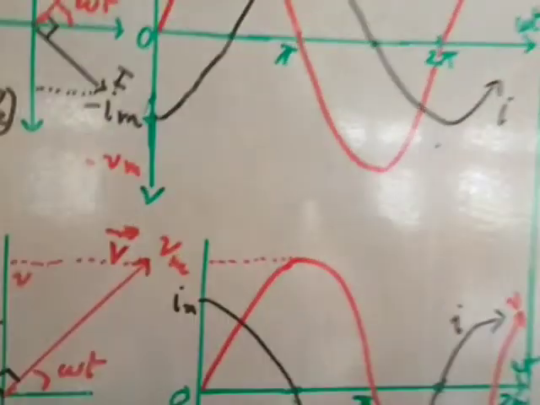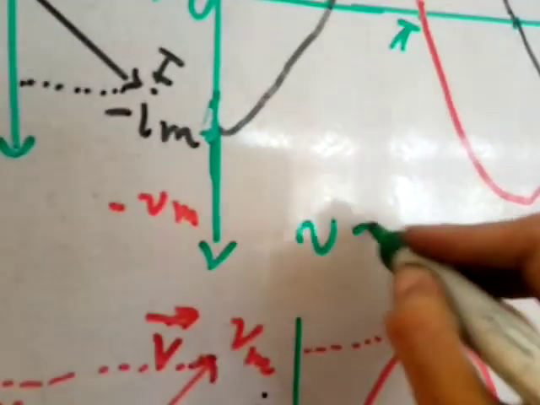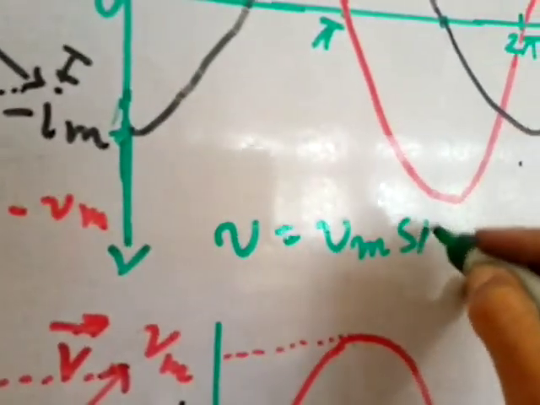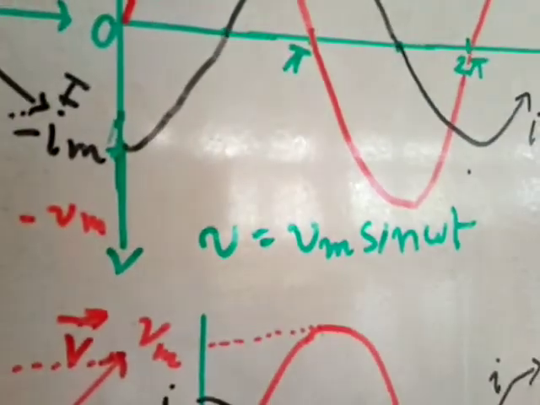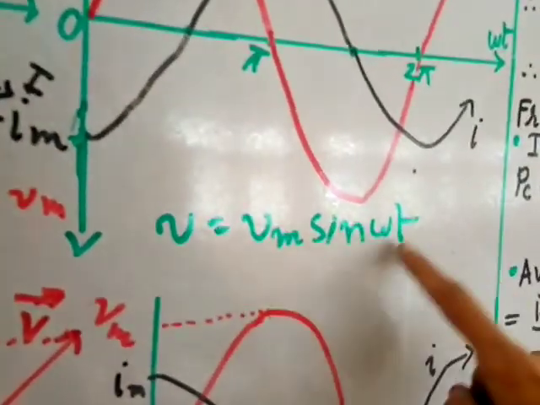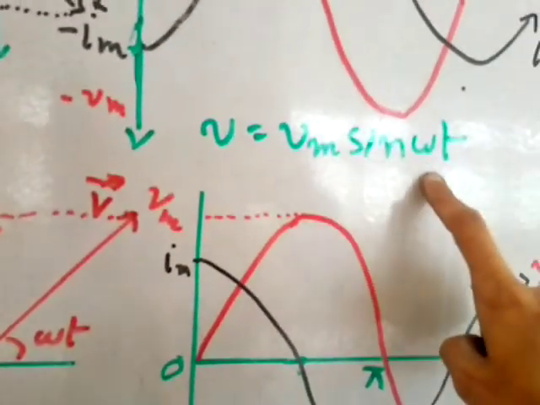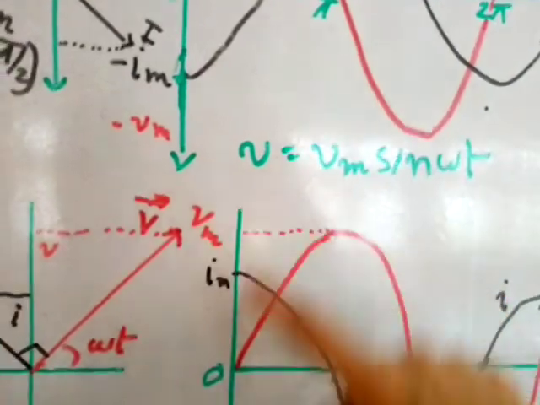Let's write the equation here first. V is equal to Vm sin omega t. Let us put omega t first. You put omega t as 0. When you put 0, sin 0 is 0, so Vm into 0 is 0. So V is 0 at 0.